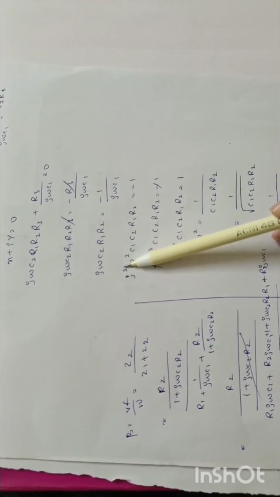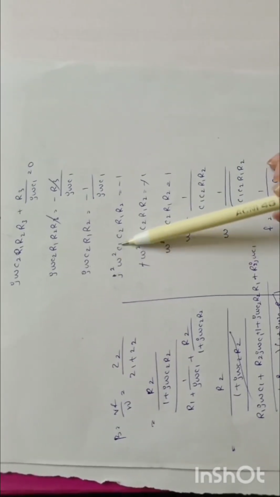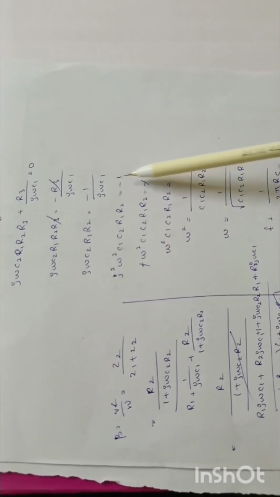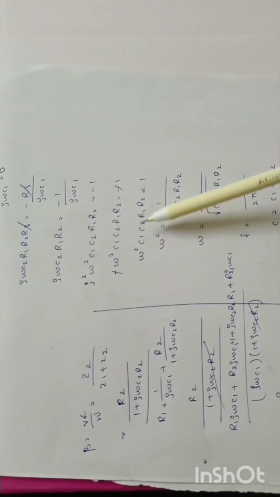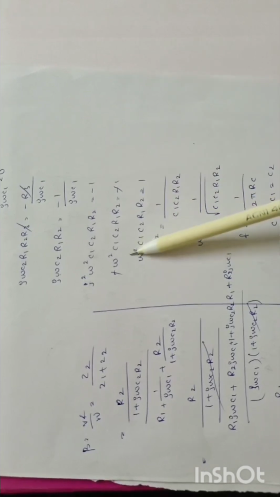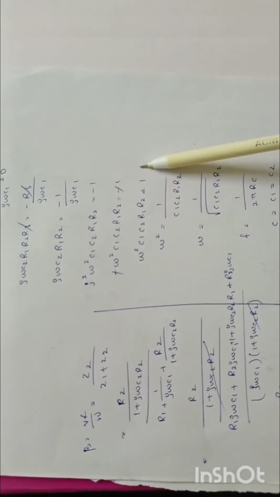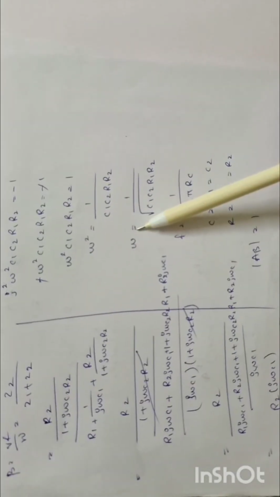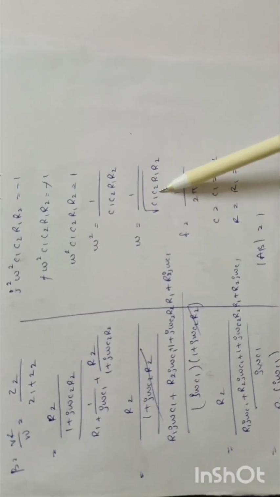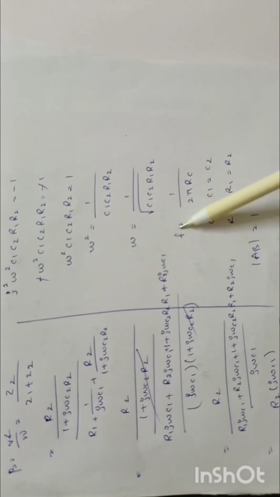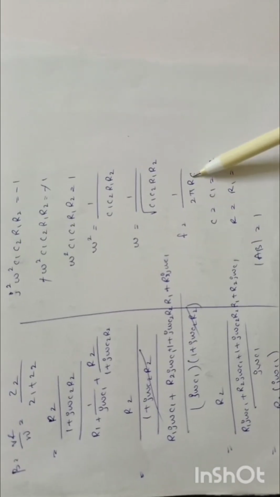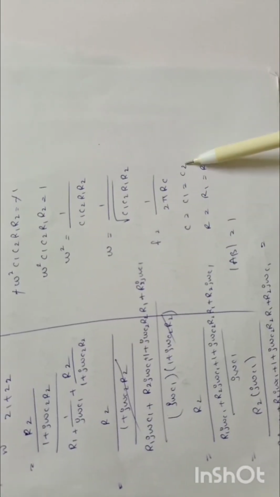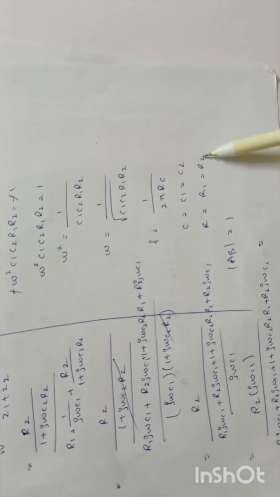j square means minus 1. So here minus omega square C1 C2 R1 R2 equals minus 1. Minus minus get cancelled. Omega square C1 C2 R1 R2 equals 1. Take the C1 C2 R1 R2 to this side. It will become omega square equals 1 by C1 C2 R1 R2. Here omega equals 1 by under root C1 C2 R1 R2. Here f equals 1 by 2 pi RC, where C means C1 equals C2, and R means R1 equals R2.